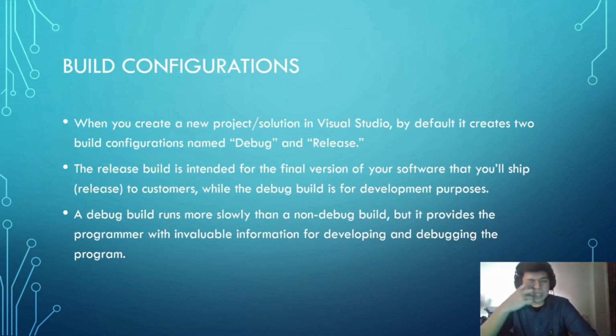Okay, then build configurations. When you create a new project in Visual Studio, there will be two build configurations named debug and release. Debug is when you want to use a build for testing purposes, while release is for the final version of your program.